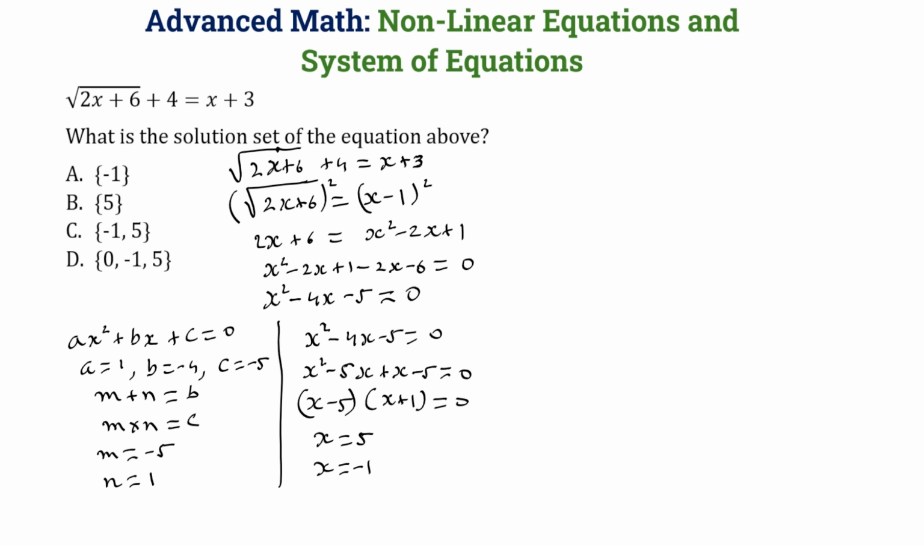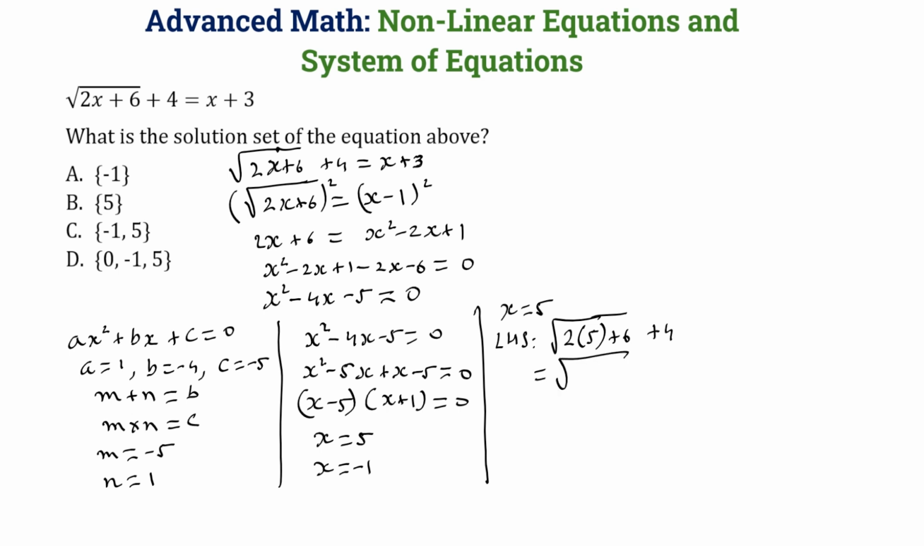We might think that this is the solution, but we have to do our due diligence and plug x equals 5 and x equals negative 1 into the equation above. So let's do that. Let's start with x equals 5. Let's look at the left-hand side. The left-hand side is going to be equal to the square root of 2 times 5 plus 6 plus 4.